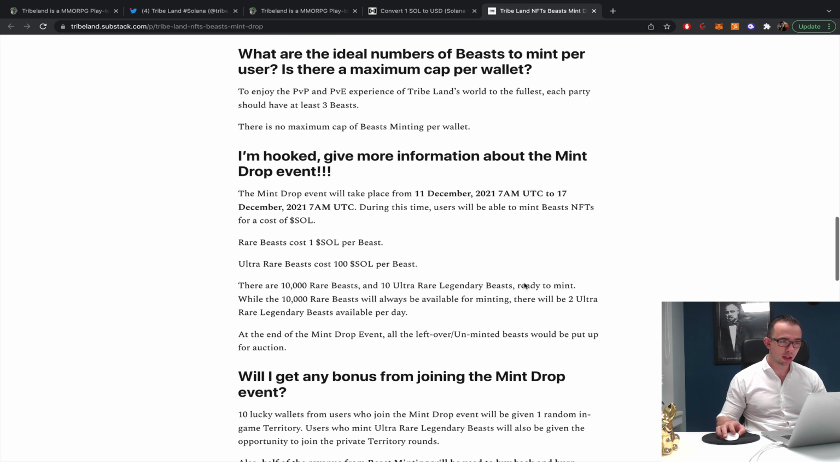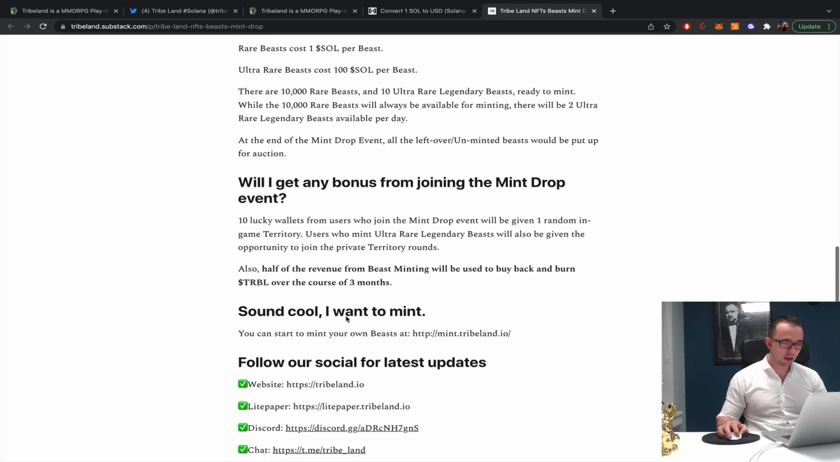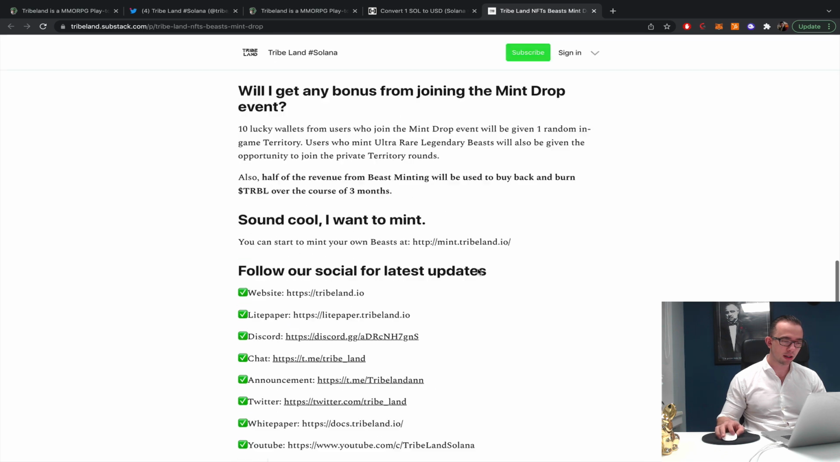Yeah, it makes sense. Okay, the mint drop will take place. Will there be a bonus for joining the mint? 10 lucky wallets from users who mint during the drop will be given one random in-game territory. Users who mint an ultra rare legendary beast will also be given the opportunity to join private territory rounds. Okay, that's a benefit there. Also, half of the revenue from the beasts will be used to buy back and burn the token over the course of 3 months. Sounds cool, I want to mint.